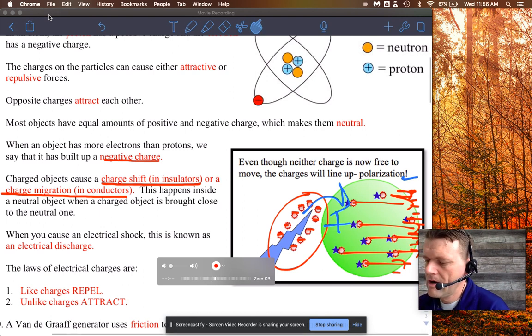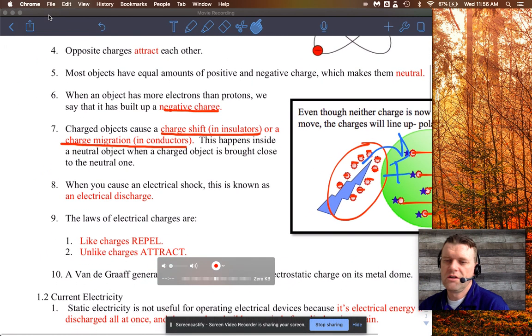Okay, so that's the difference between a charge shift and a charge migration. As you know, when you get an electric shock, we have a name for that actually. We call it an electrical discharge. Okay, so that's a term you should know.